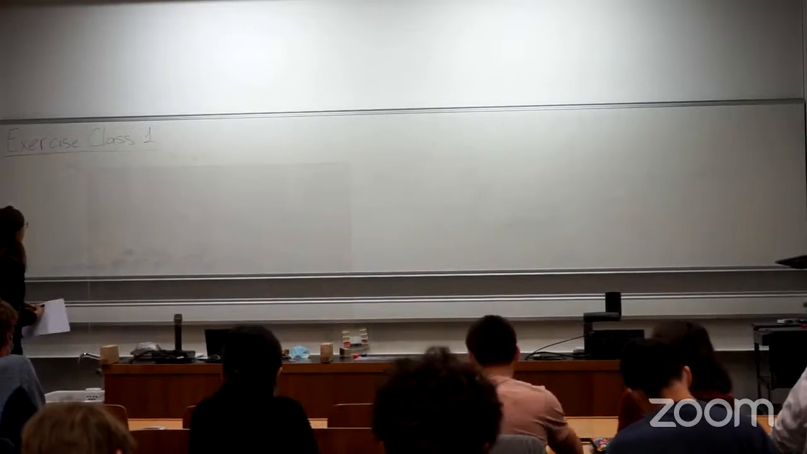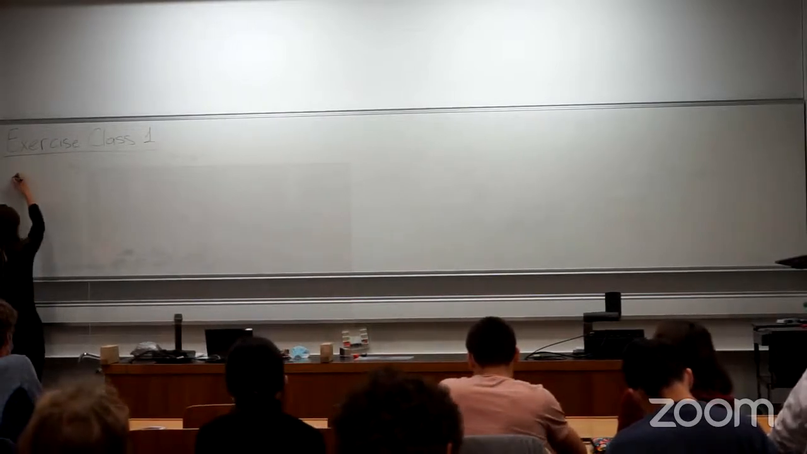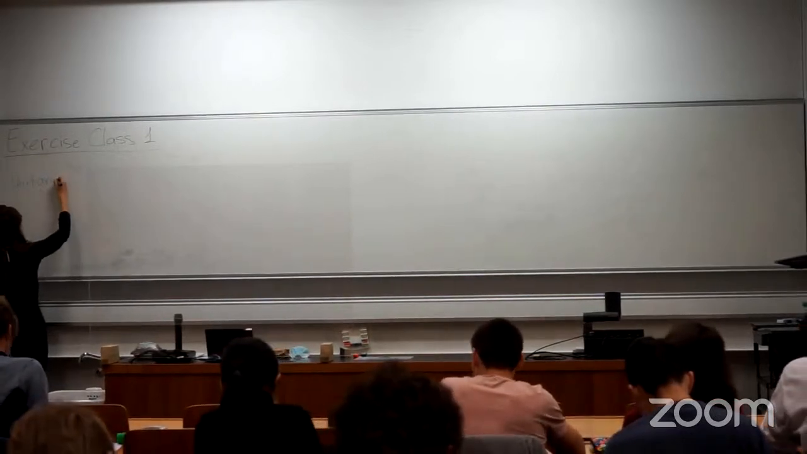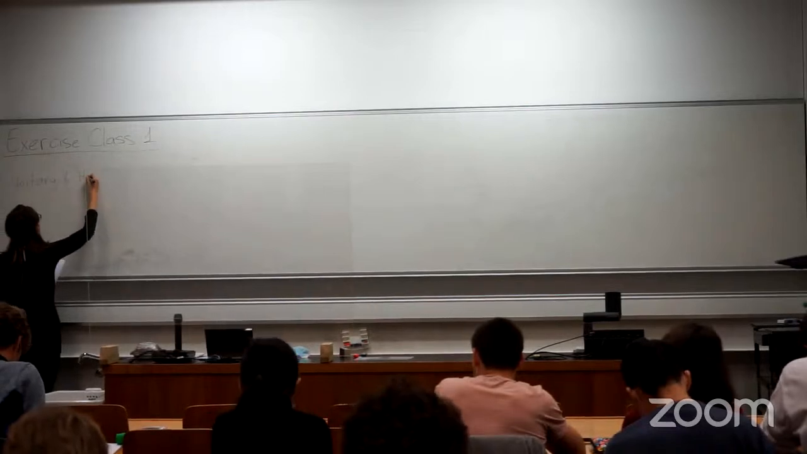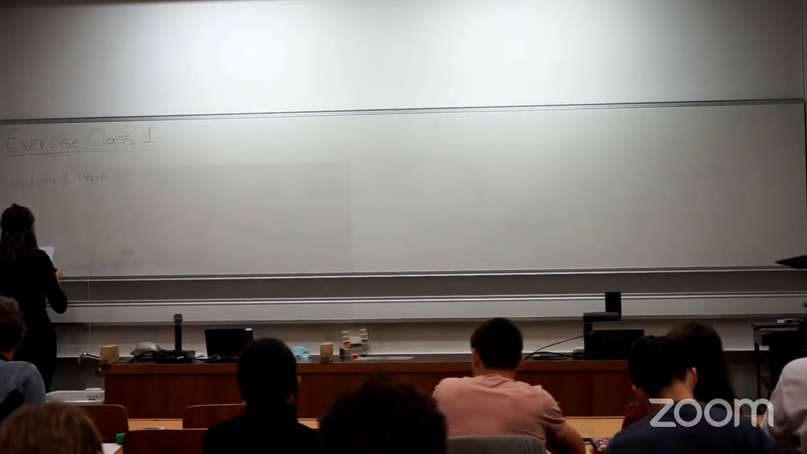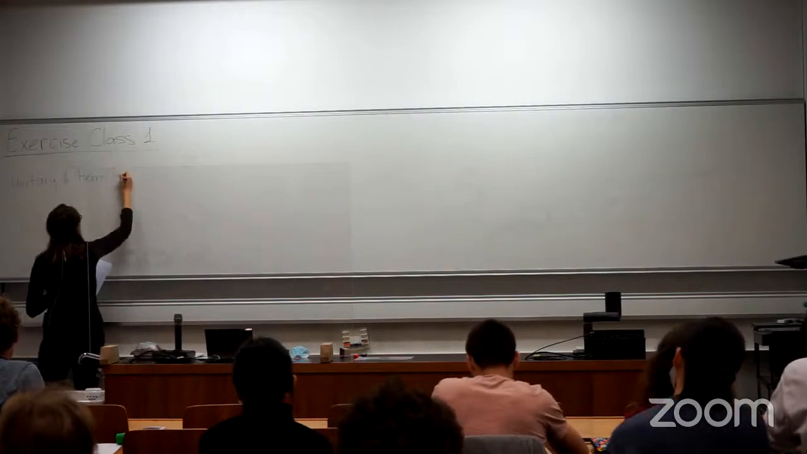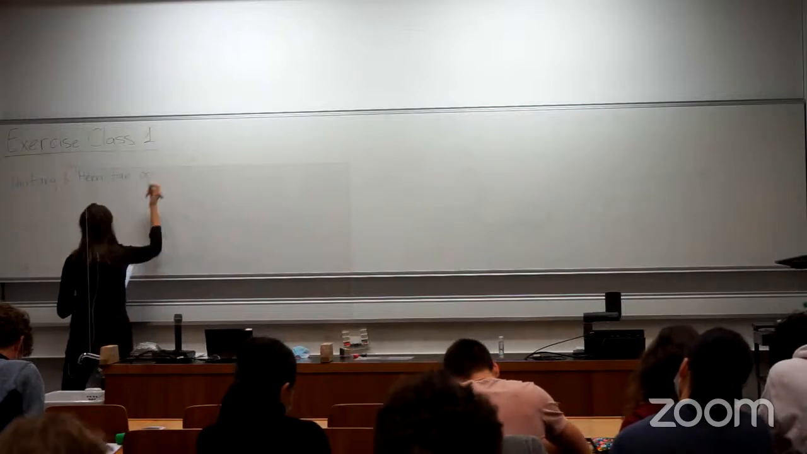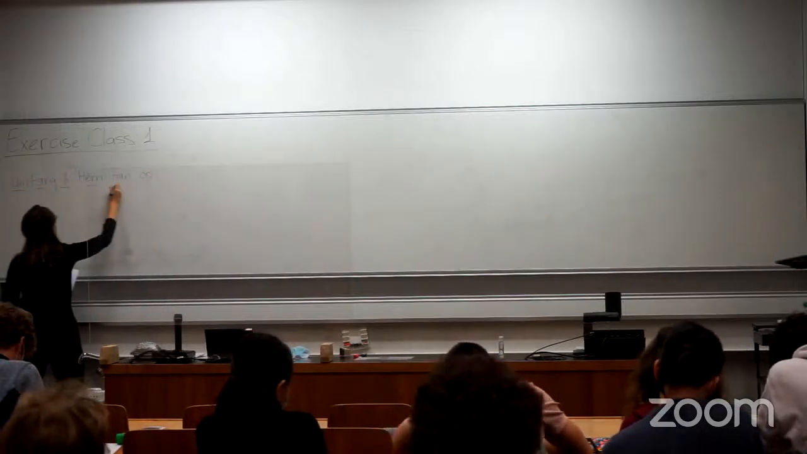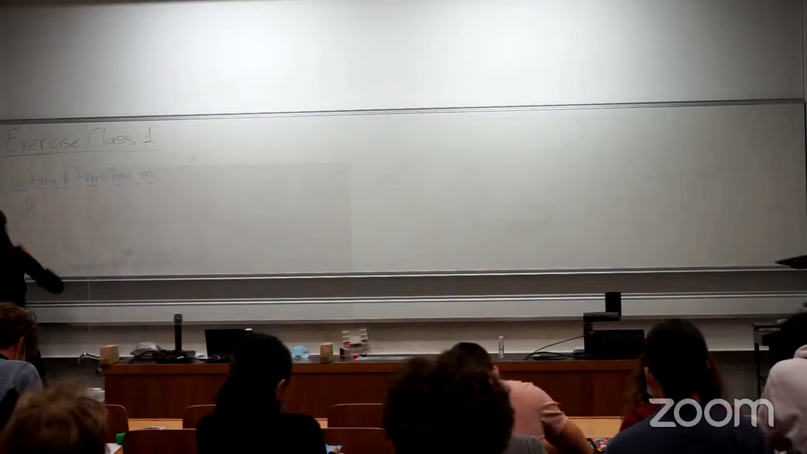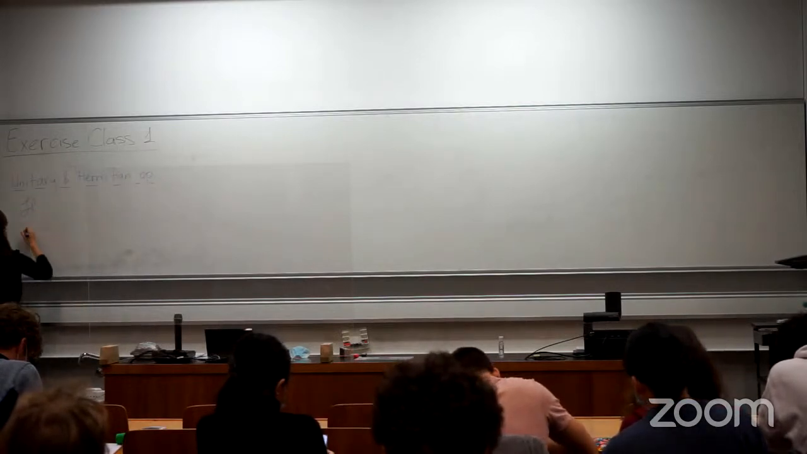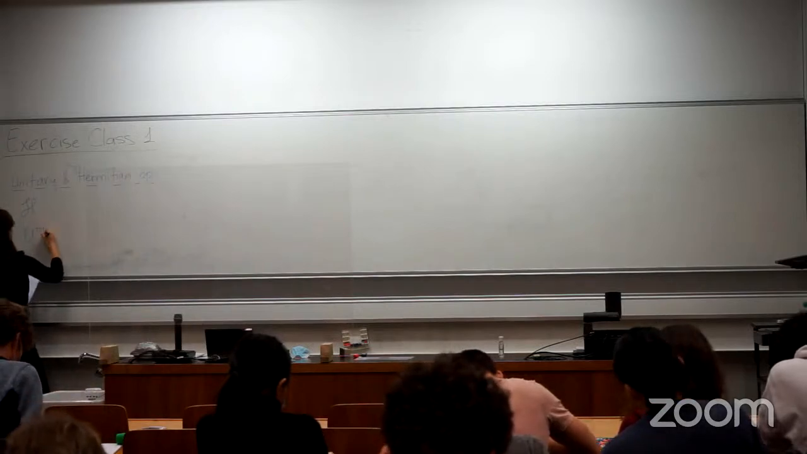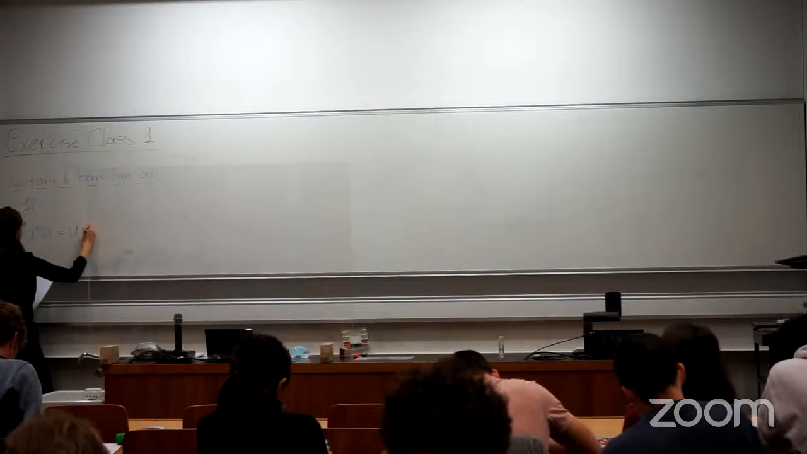Okay, so let's start with unitary and Hermitian operators. These are operators defined on some space H. We call an operator U unitary if the following holds: U dagger U equals U U dagger equals identity.